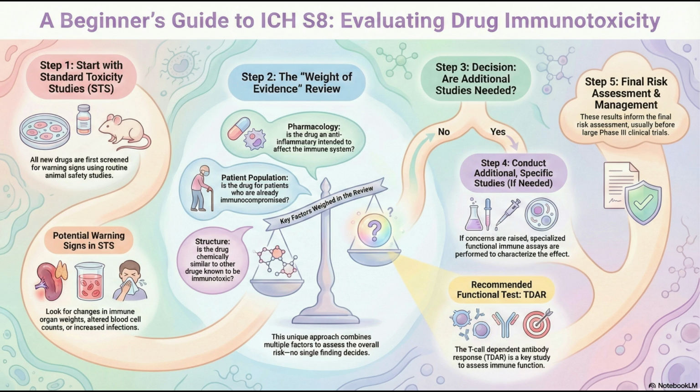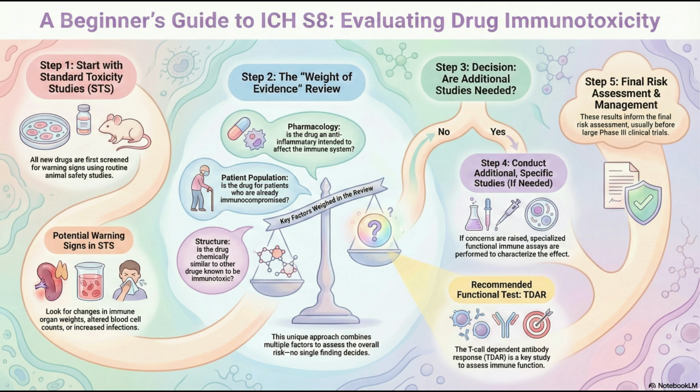Wait, let's unpack that. So where I put the drug into the body changes where I have to look. It has to. If you're testing an oral drug, checking the spleen isn't enough. You need to look at the Peyer's patches in the gut or the mesenteric lymph nodes. Those are the first responders. Makes sense. If the invaders are coming in through the front door, you check the guards at the front door. Exactly. If it's an inhaled drug, you check the bronchus-associated lymphoid tissue. If it's a nasal spray, the NALT. You look for damage where the drug concentration is highest.